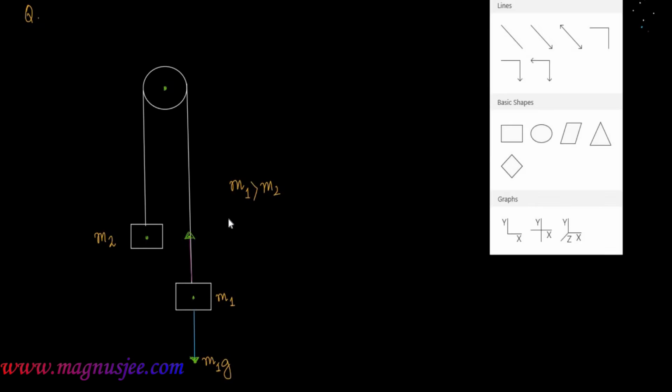Weight of the heavier block, that is m1g, acts downwards, and the tension acting in the string is T, which acts vertically upwards. And the heavier block will be moving downwards with an acceleration A.